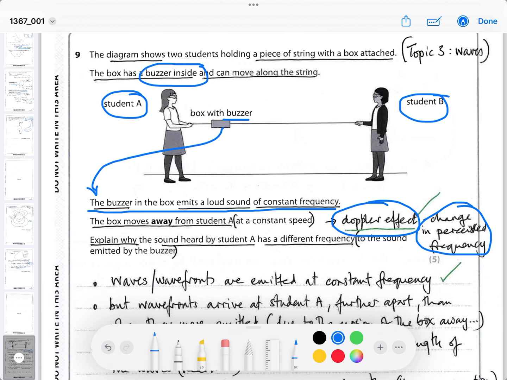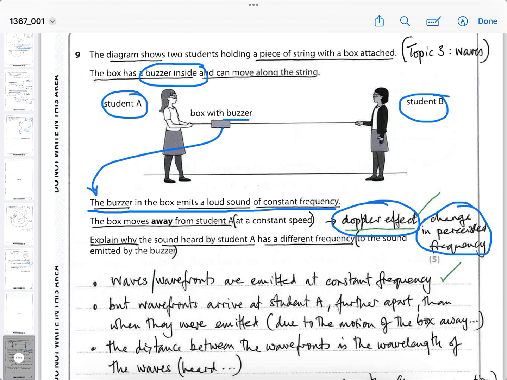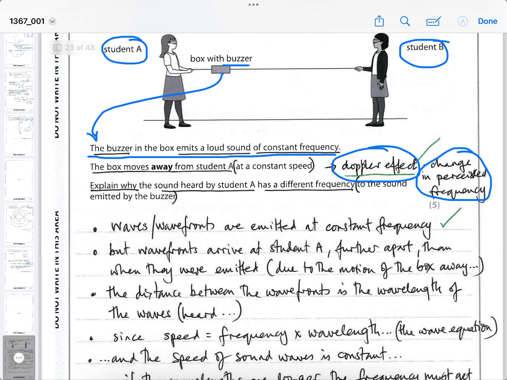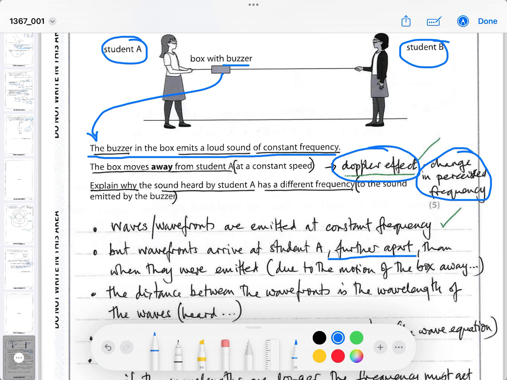Okay, so the first way of doing it is to say waves or wave fronts are emitted at constant frequency from the sound source, 1 mark. Doppler effect itself will give you another mark, so that's 2 already, you want 5. And then the wave fronts arrive at student A further apart because the buzzer is moving away. So what happens is the sound waves get stretched, yeah, as they're moving further apart, as they're moving away from student A, so that they become stretched, in other words, due to the motion of the box away from student A, yeah? And the distance between the wave fronts is the wavelength. So the wavelength becomes longer. So the wavelength goes up, increases, yeah?